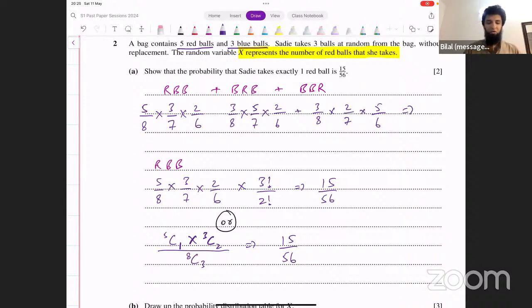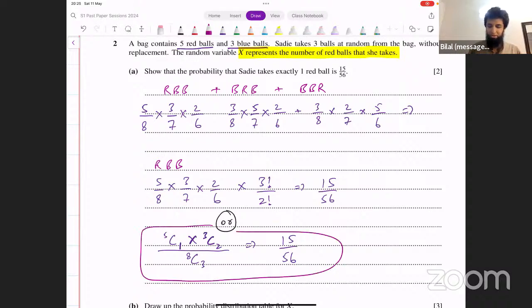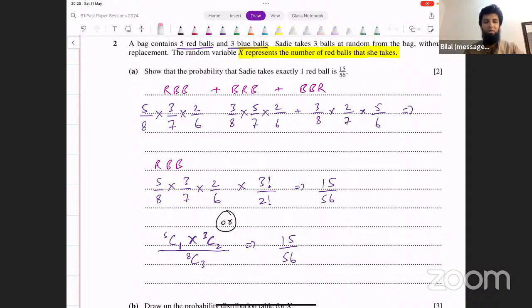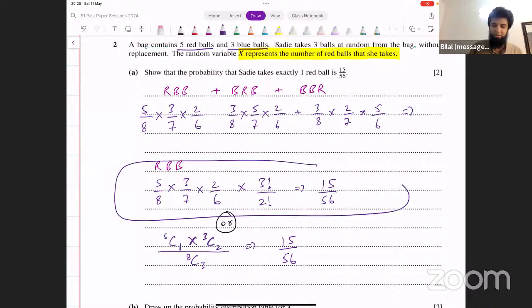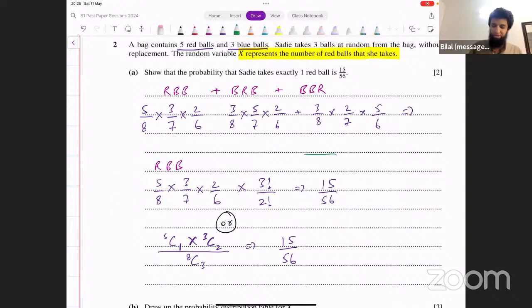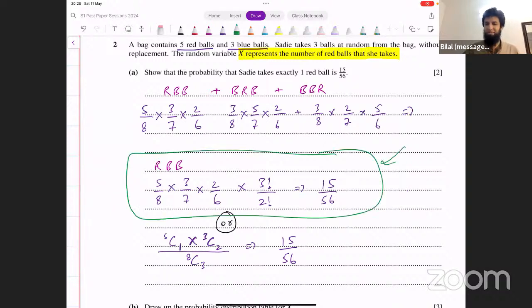Now, the thing is, you have to know both of these methods. The reason for that is sometimes figuring out all of these cases on the tree diagram becomes quite complicated. And the combination method makes it much easier. But the combination method cannot always be used. The combination method only works when you have without replacement. If you had with replacement, that means the probabilities were not changing every time. Then you would have to think of these cases. So this method would work every time, but sometimes it gets a bit too complicated.